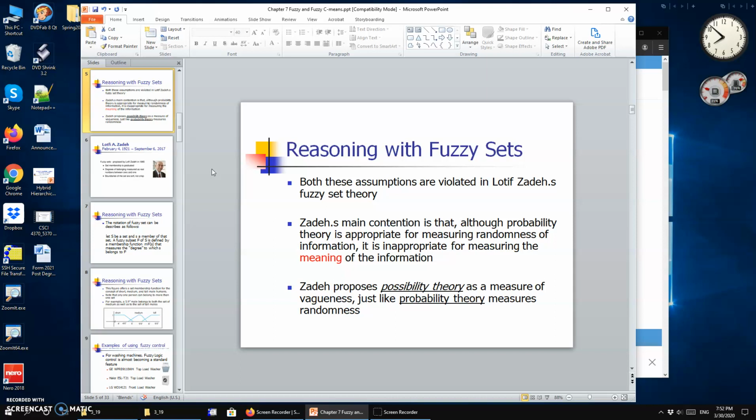Zadeh's main contention is that although probability theory is appropriate for measuring randomness of the information, it is inappropriate for measuring the meaning of the information. In other words, he wants to use real world meanings or real world languages to describe the things that he wants to capture. So this process treats fuzzy theory as a measure of vagueness, just like probability theory measures randomness. It's a little bit interesting.